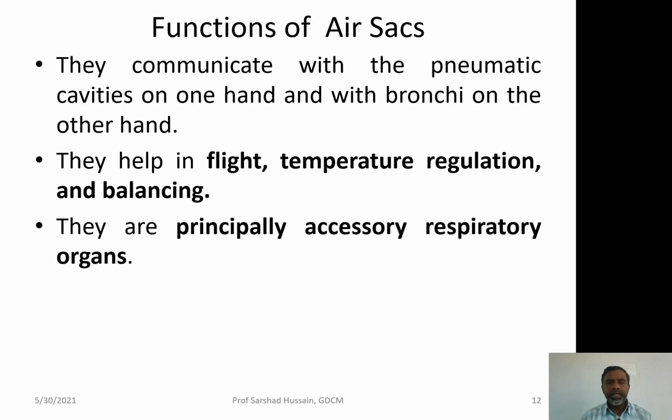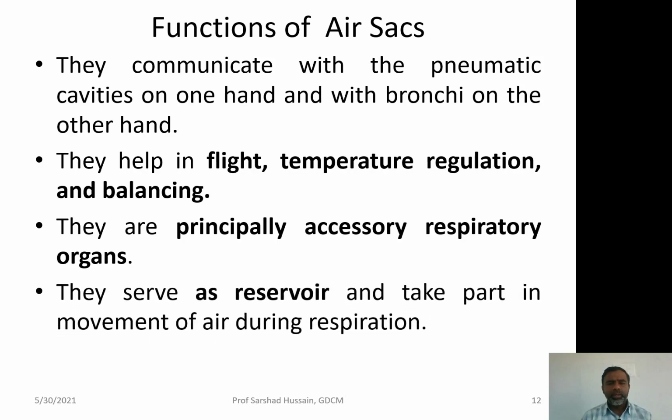They are principally accessory respiratory organs, because they help in the respiration. They are accessory because their membrane is not vascular, they do not have the blood supply. So, they themselves do not take the exchange of oxygen, but they help the lungs to change the air, thus lungs take the main part of the respiration. They serve as a reservoir, because they do not respire through the air present in them. So, they just act as the reservoir and they take part in the movement of air during the respiration.